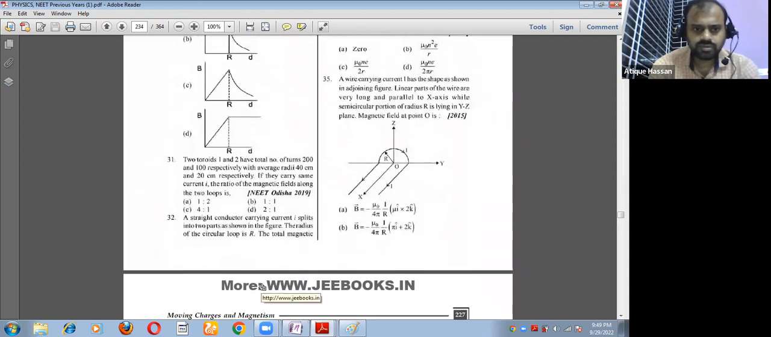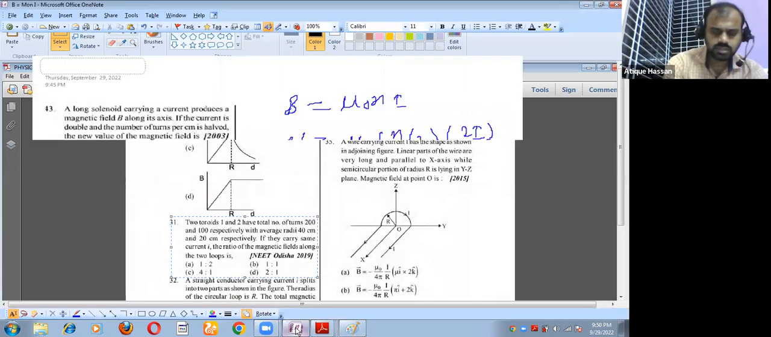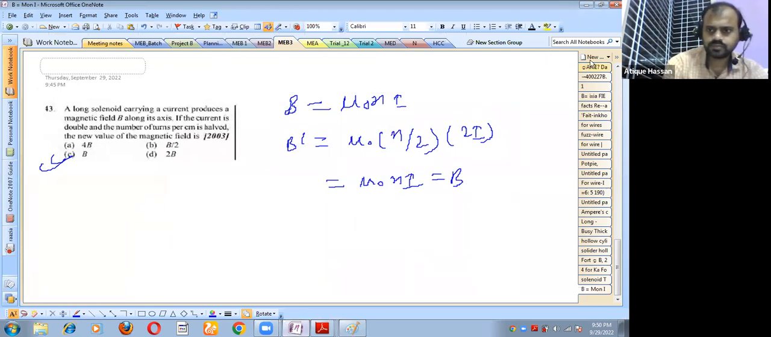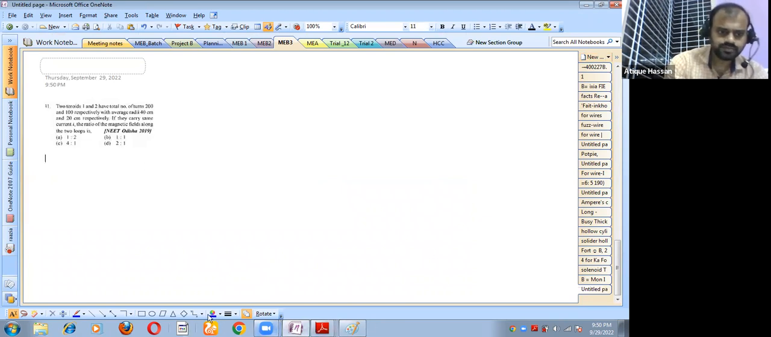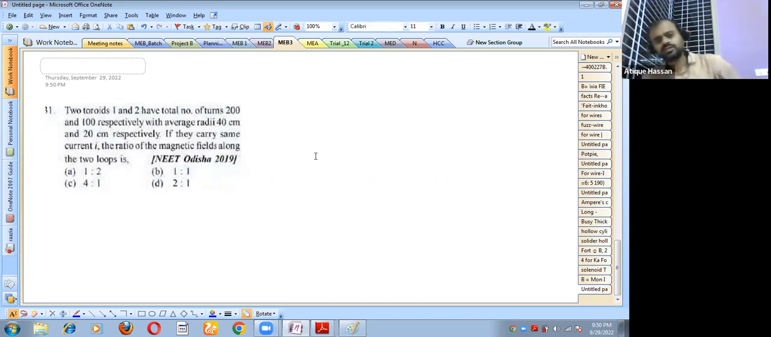Okay, for toroid, I will give you the question in the assignment, or you can have this question number, 31. This question is based on toroid. So all of you attempt question number 31. Both of you attempt this question. This is a NEET 2019 question, so not much older, just 2 years old. So both of you attempt this.